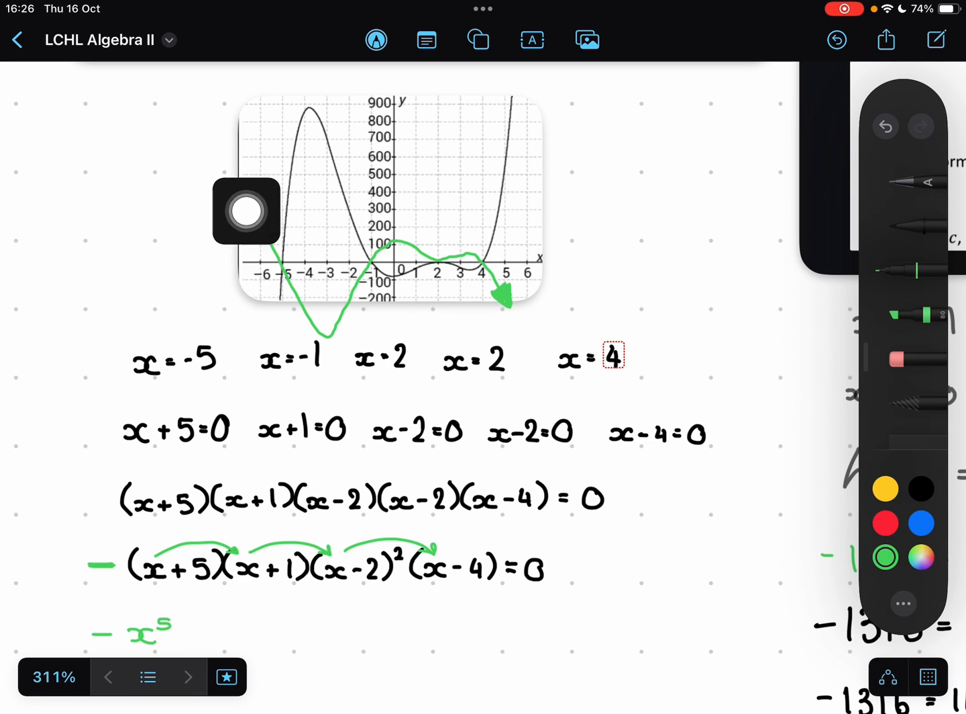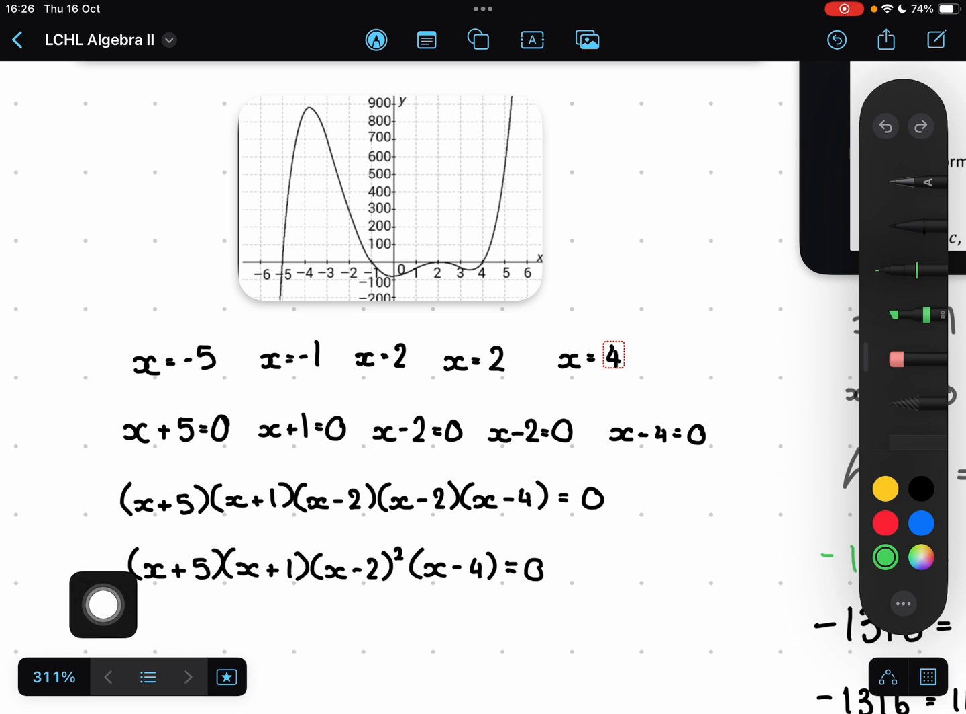So if it was the exact same polynomial, but the right arm was facing downwards, then I would have to just add that minus to the front. But in this case, it's not. The right arm is facing upwards, so I would leave it with it being positive at the start.